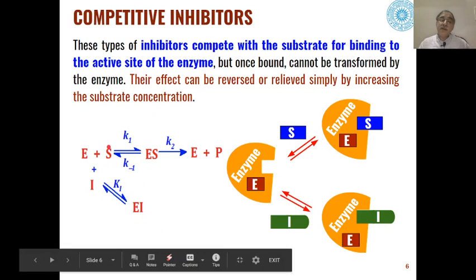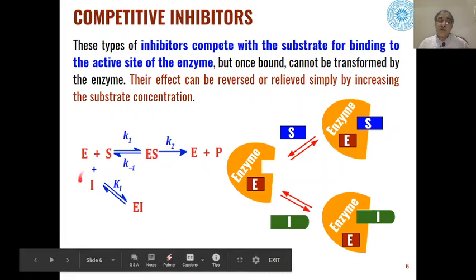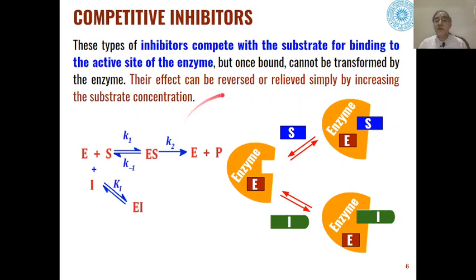complex. And this is a reversible phenomenon, competitive inhibition, and this effect can be reversed or relieved simply by increasing the substrate concentration. So if in this reaction I increase the concentration of this substrate, then formation of products will increase and inhibition will decrease. Similarly, if I decrease the concentration of inhibitor, then also the formation of products will be preferred. So this type of inhibition can be reversed by changing the concentration of the substrate.